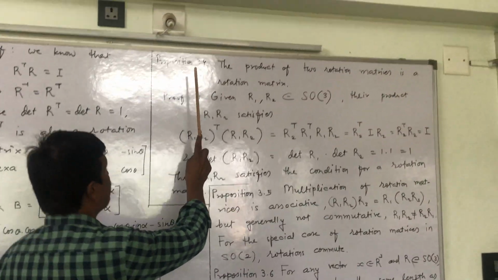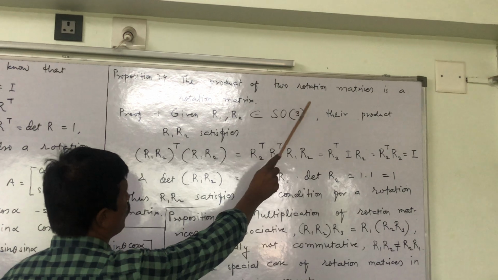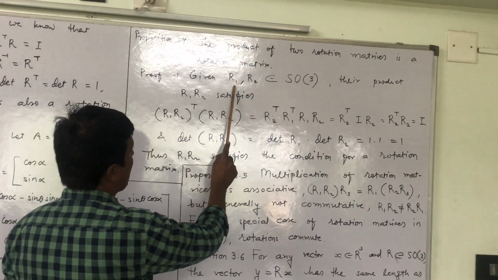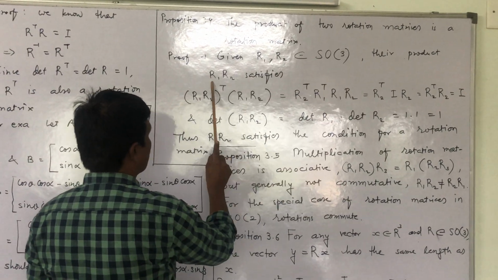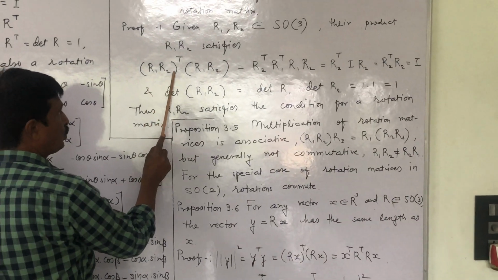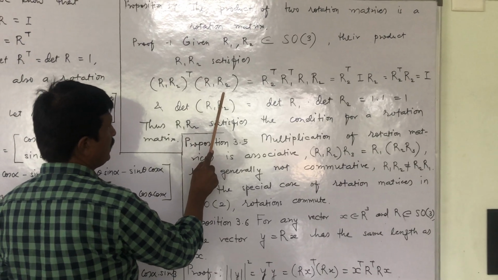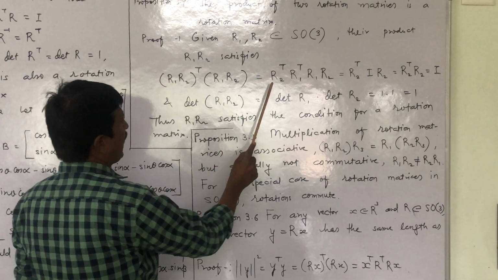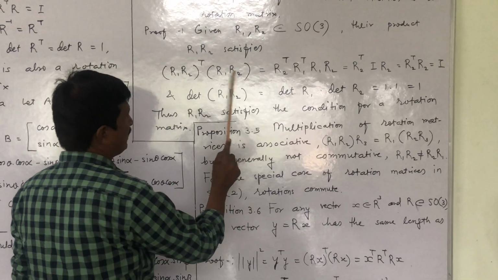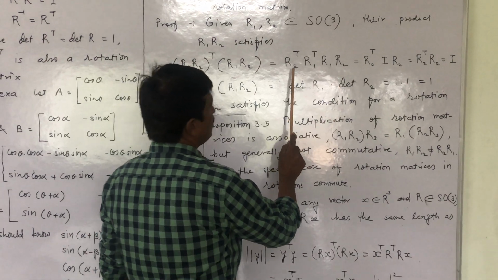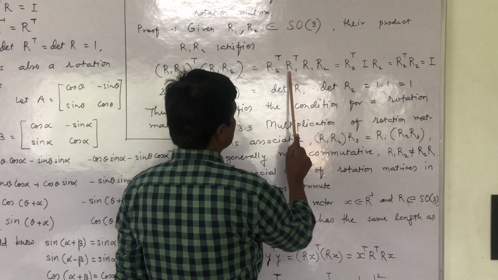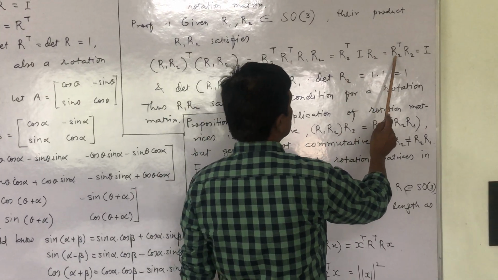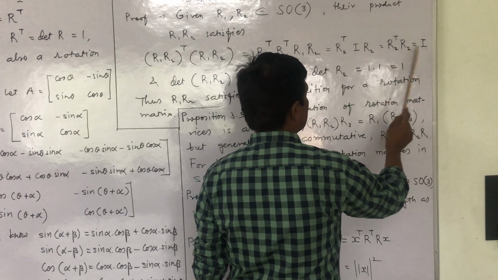Now, Proposition 3.4: the product of two rotation matrices is a rotation matrix. Proof: given R1, R2 belonging to SO(3), their product R1R2 must satisfy that (R1R2) transpose into R1R2 is an identity matrix. We check it. Applying the property, R2 transpose into R1 transpose, order reversed, into R1R2. Then R2 transpose into R1 transpose into R1 is I into R2. I is neutral, so it is R2 transpose into R2. R2 is a rotation matrix, so it must be I.